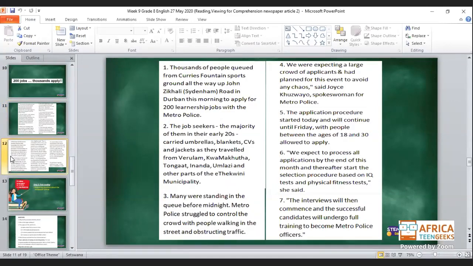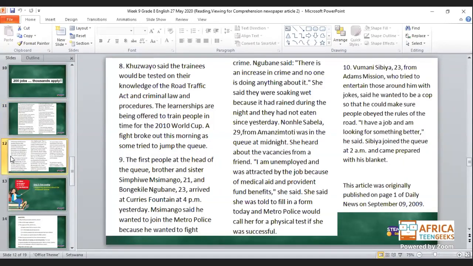Okay, Leslie has raised his hand. Let's hear what he has to say. Leslie, sir, yes, I see your hand is up. Yes, sir. I would like to read paragraph 8. Okay, thank you so much. Go on.